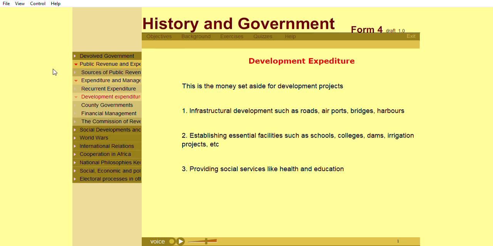Development expenditure is the money set aside for development projects. These projects include infrastructural development such as roads, airports, bridges, and harbors, establishing essential facilities such as schools, colleges, dams, irrigation, etc., and providing social services like health and education.